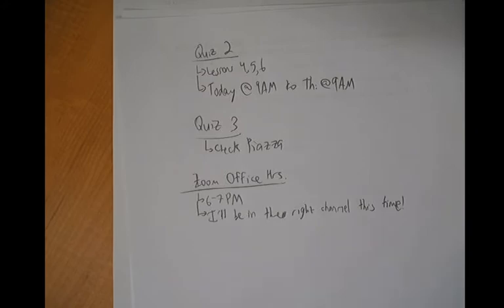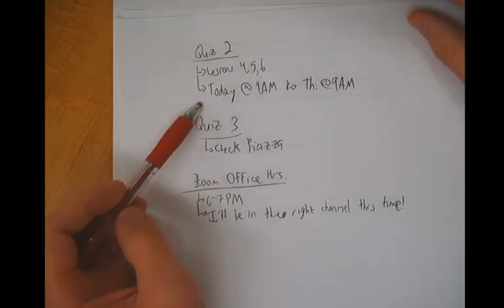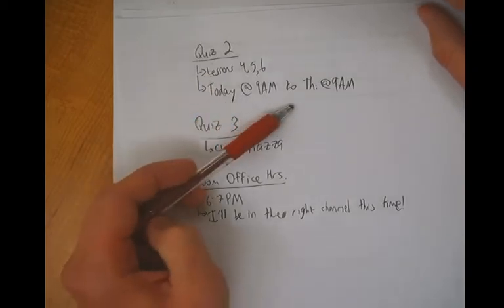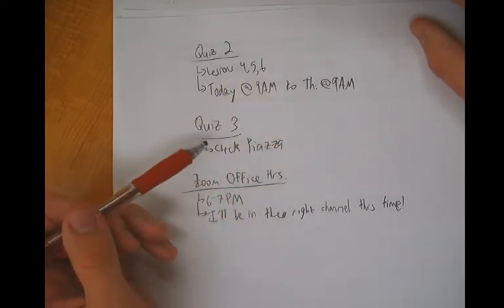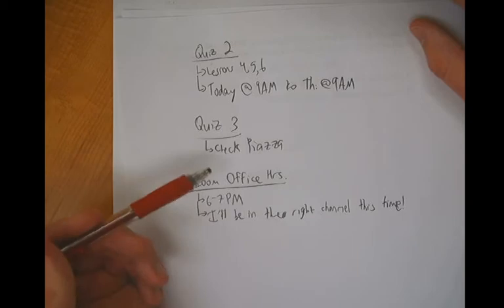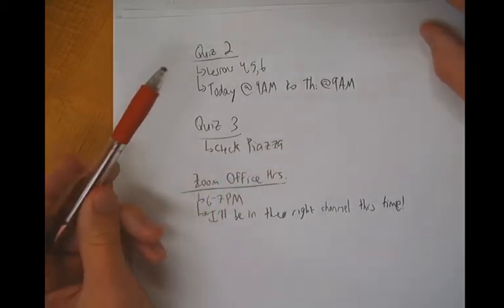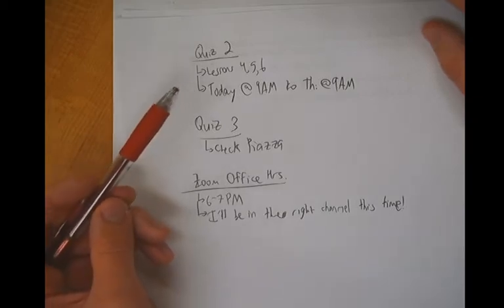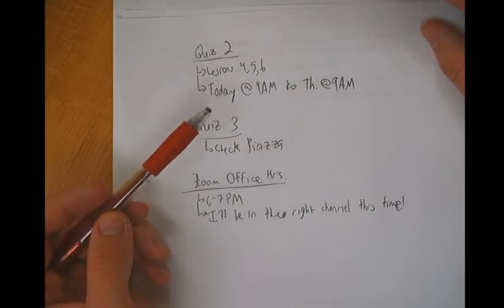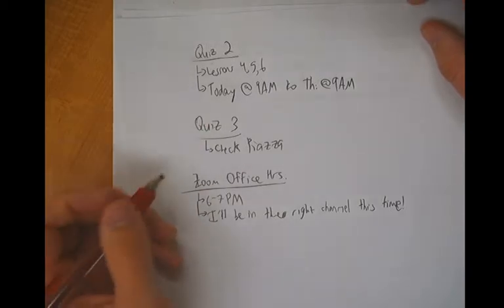Alright, so just a couple quick announcements. Quiz 2, like I've been saying, covers lessons 4, 5, and 6. It's today at 9 a.m., so in about 30 minutes, to Thursday at 9 a.m., so tomorrow. Quiz 3, I think, check Piazza for this, but I think it's Monday from 9 a.m. to Tuesday at 9 a.m., if I recall correctly. And it's going to be on lessons 7 and 8, I believe.